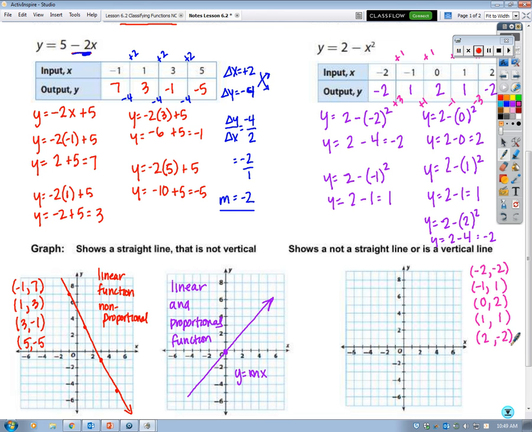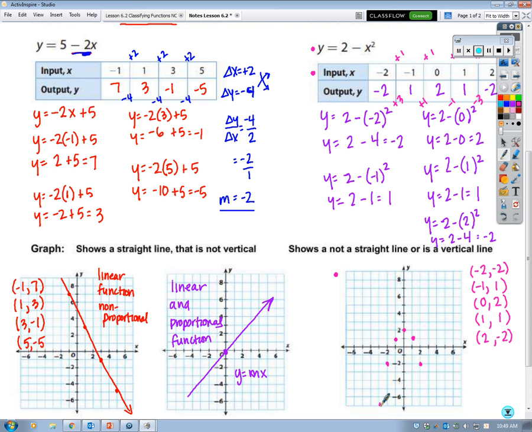Okay, and remember I got these points from the table, and I got those table values from my equation. So I got the equation, I got the table, and now I've got the graph. So let's go ahead and graph these. So x is -2, y is -2 for the first point. Then x is -1, y is +1. Then we've got 0 and 2, then 1 and 1, and then 2 and -2.